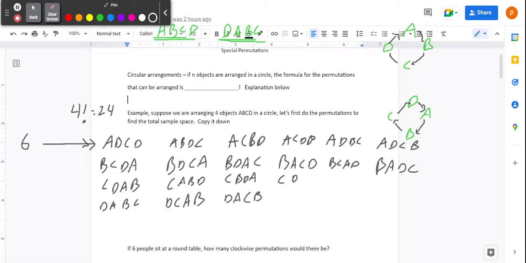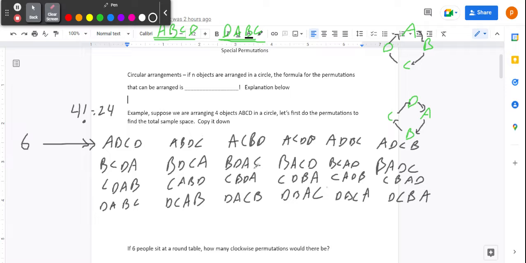Here we have CDBA and DBAC. Underneath here we have CADB, and here we have DBCA. Those all fit there. And here we have CBAD, and here we have DCBA. So there are 24 total permutations.